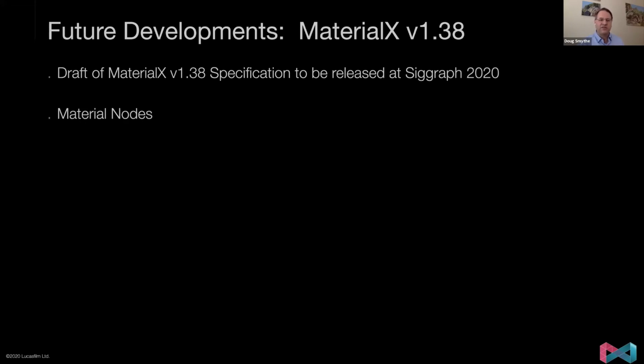The big one is material nodes. These are regular nodes with material output types. This replaces the old material element and shader refs and bind inputs. And all those things should be much, much nicer to work with, and I think that you will all really like it. We're also adding a formalized target definition element, which will support inheritance.